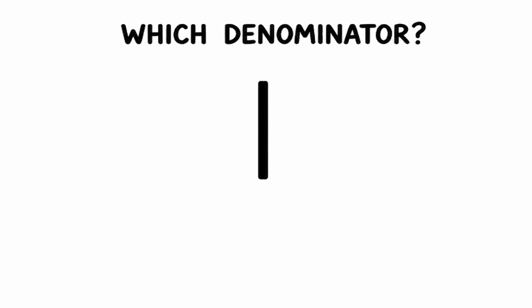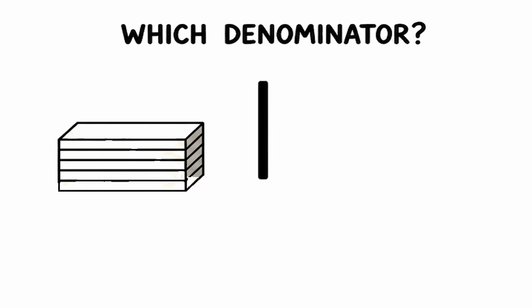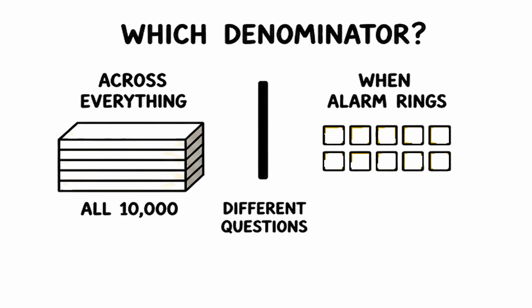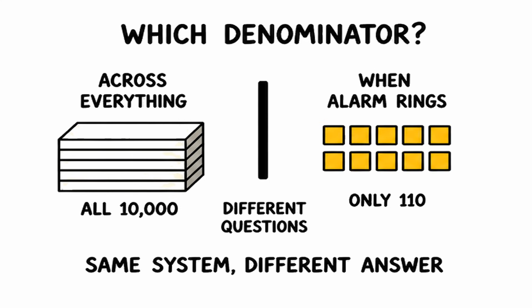Here is the trap. Overall accuracy answers how often the system is right across everything. Alarm reliability answers a different question. When the alarm rings, how often is it right? Same system, different denominator.